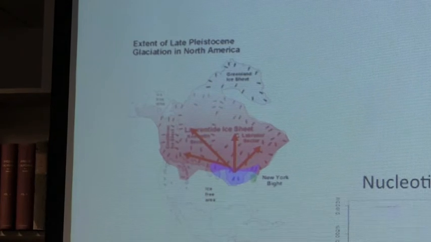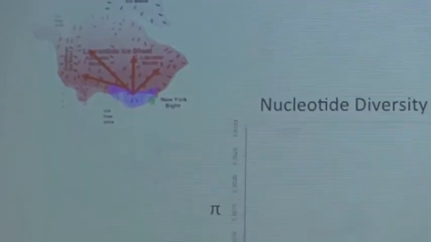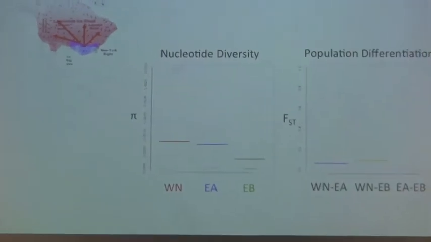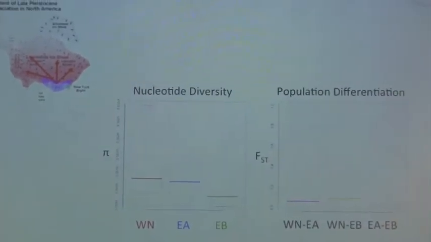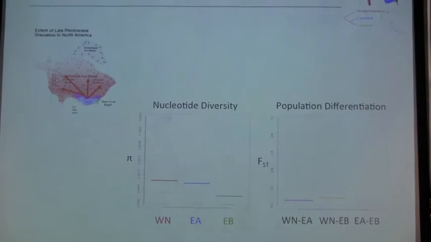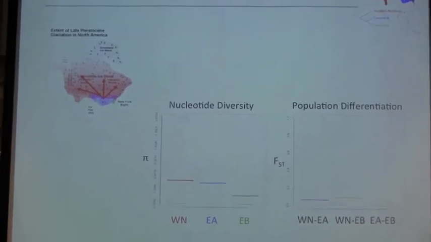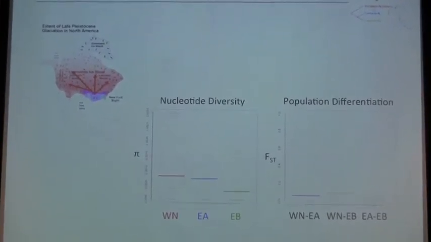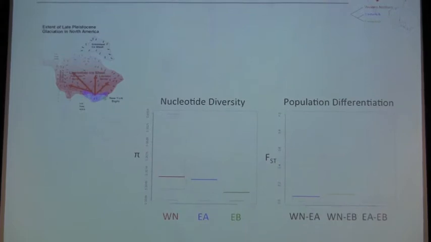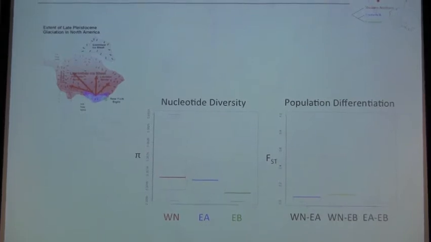And so you can see that the patterns of nucleotide diversity and population differentiation are consistent with this model. Eastern B has a very low nucleotide diversity, which you would expect with a founder event. And then population differentiation between eastern A and eastern B is much lower, consistent with a more recent split time.